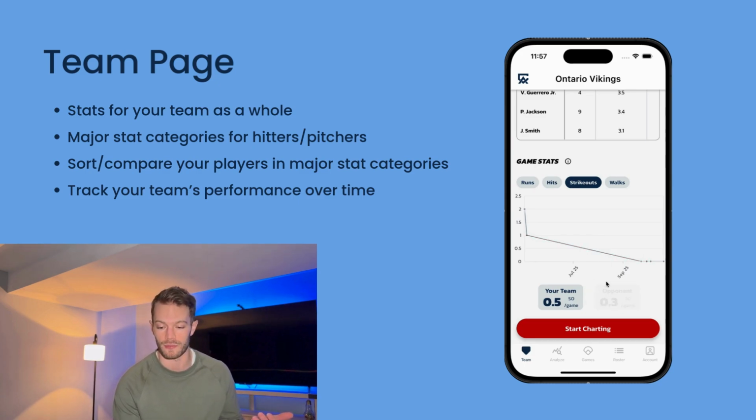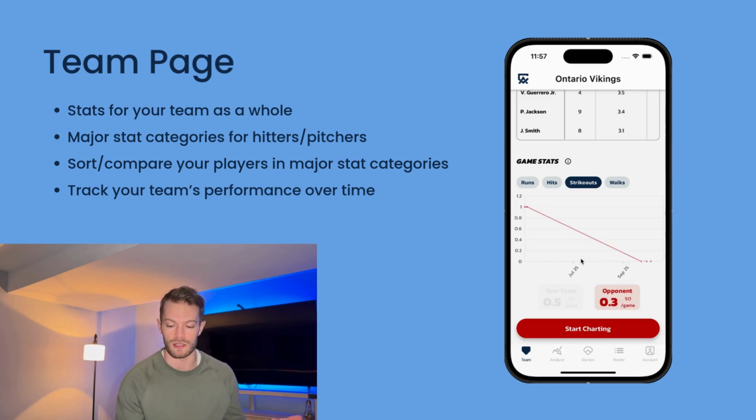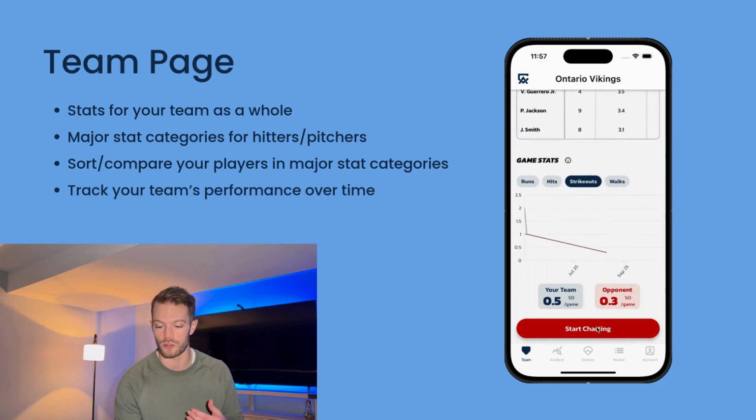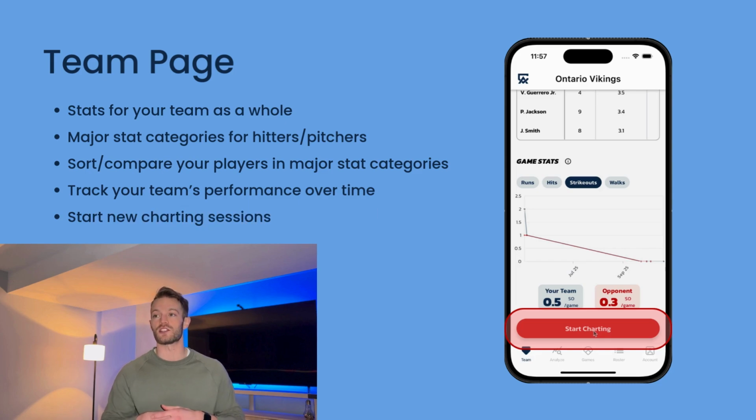Or you can just see yourself. You click the different icons here. This is just my team, whereas now I can see just the opponents. At the bottom of the page, that's going to stay there whether you scroll up or down, is going to be the Start Charting button. This is going to be where you start new charting sessions and lets you enter in new stats into your account.